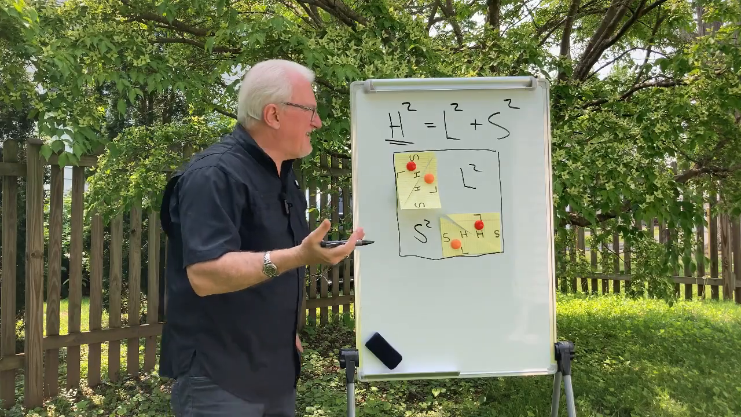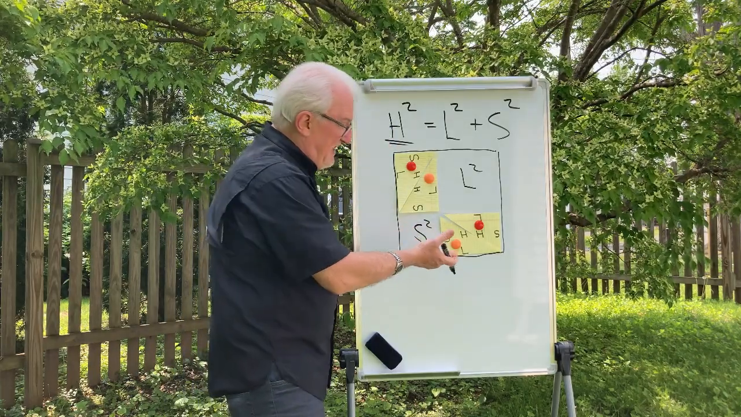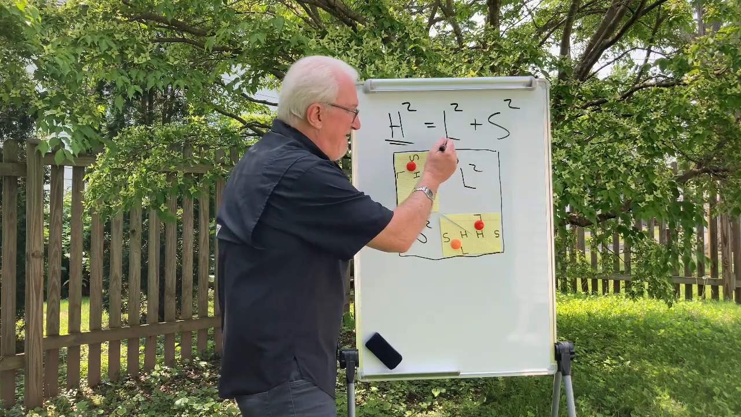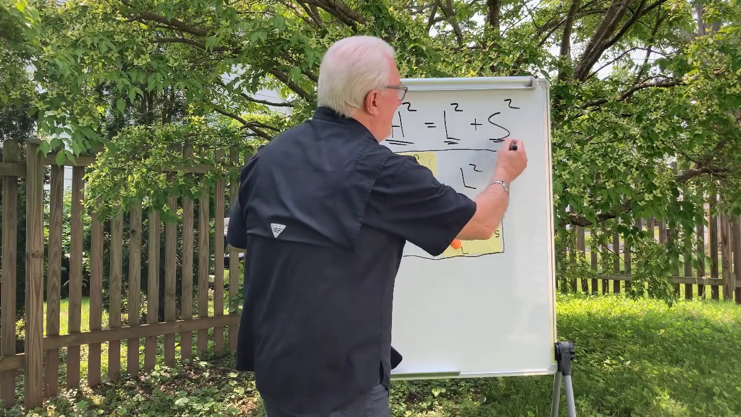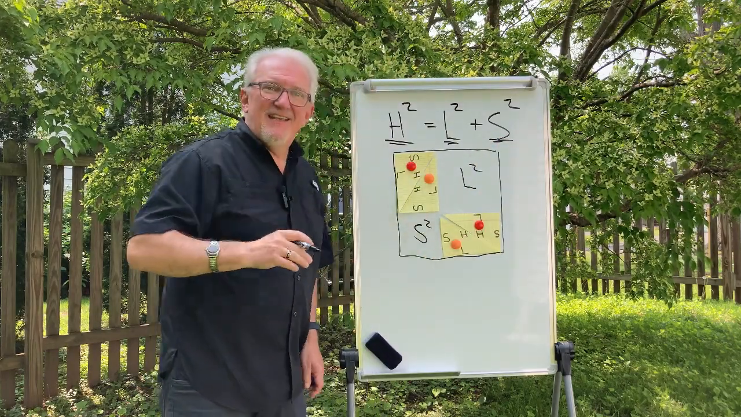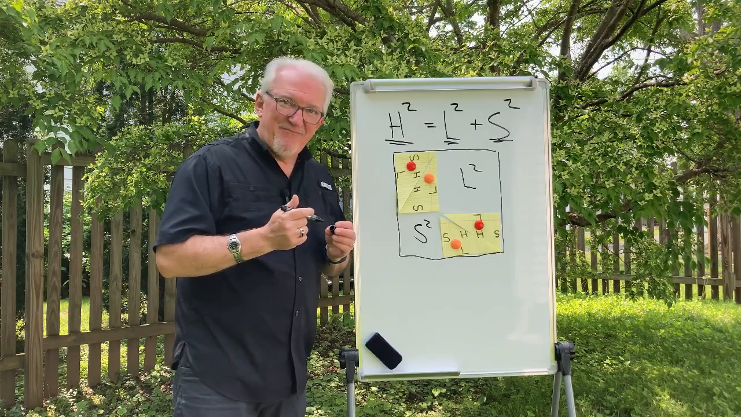So the negative space, still being h squared, is also equal to, as we can see here, L squared plus s squared. And that is my very favorite proof of the Pythagorean theorem.